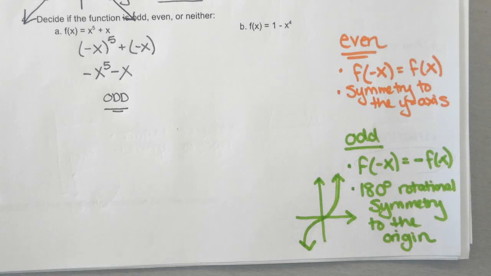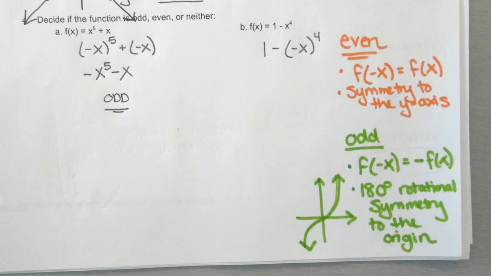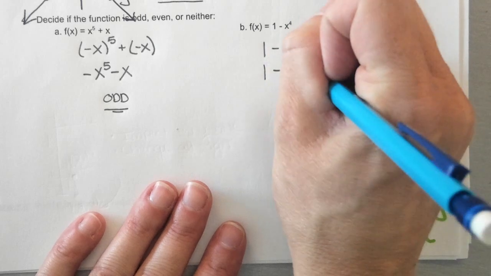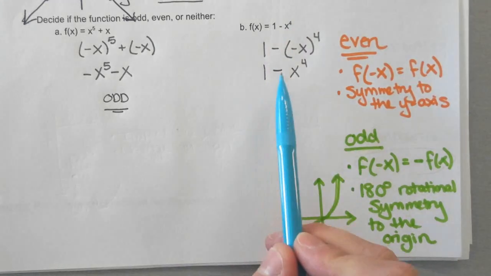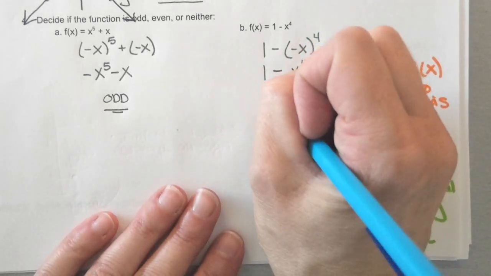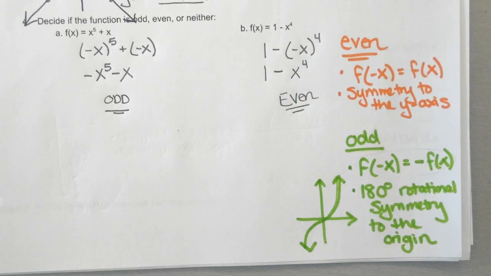Let's try the other one. Again, our test is to plug in a negative with the x, right in parentheses. If I take negative x and raise it to the fourth power, how is it going to come out? Positive. So I still have my 1 minus, and this is going to come out as positive x to the fourth. How does this equation compare to the original? It's the exact same thing, right? So this would be even. And again, odd would be where all the signs change. Neither would be a combination where you have some things changing and some things not.